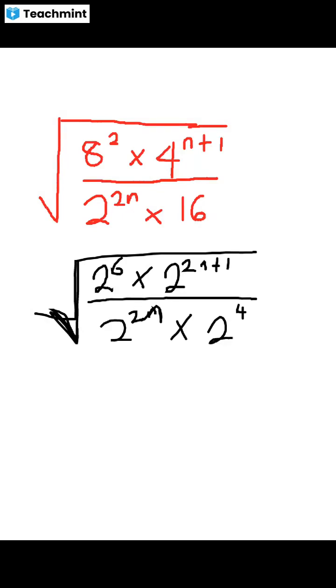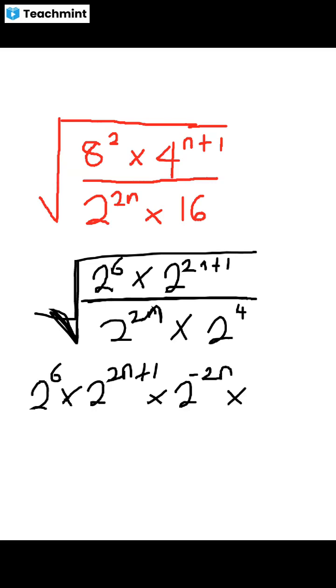Now I can write everything on a single line. Look at what I'm going to do. I can write 2 raised to the power 6 times 2 raised to the power 2n plus 1 times... I want to change this division sign to times now. So every power under it will become opposite. This is 2 raised to the power 2n. It will come up and become 2 raised to the power minus 2n. This 2 raised to the power 4 will go up and become 2 raised to the power minus 4. Now, look at what I've done. I've been able to bring everything to a single line.